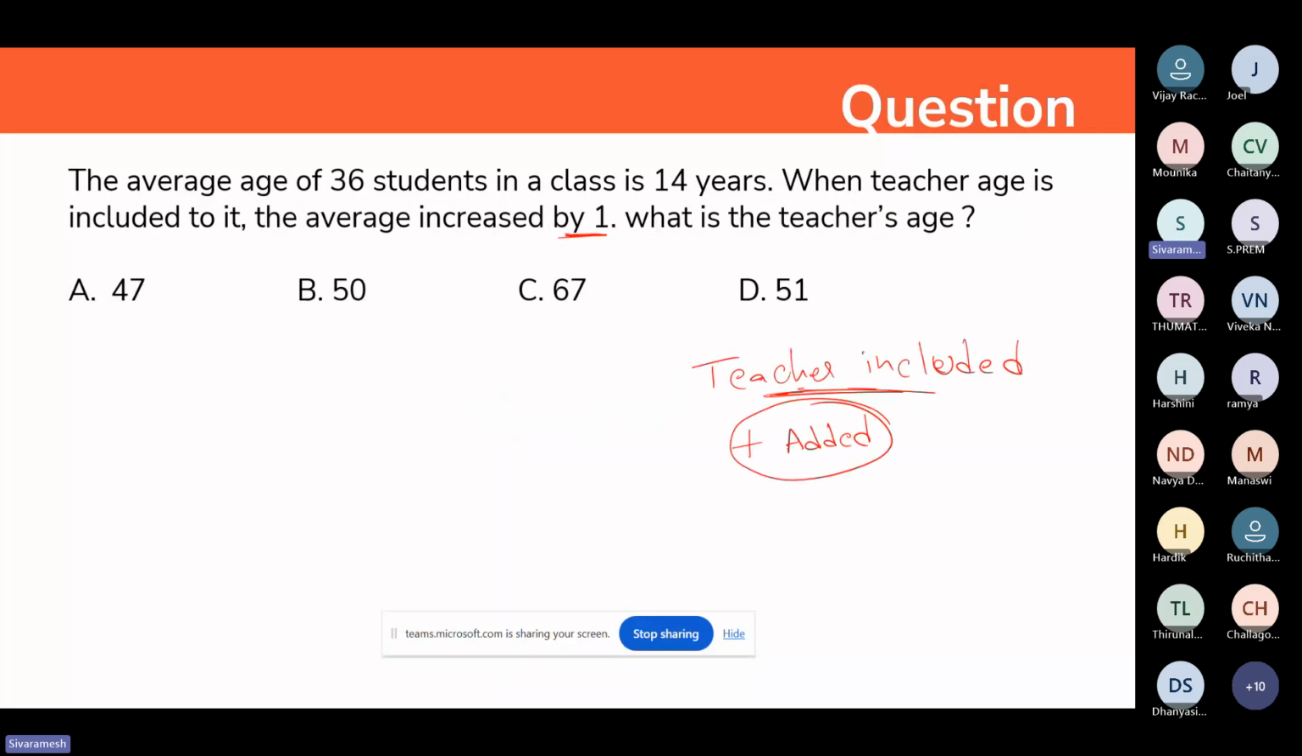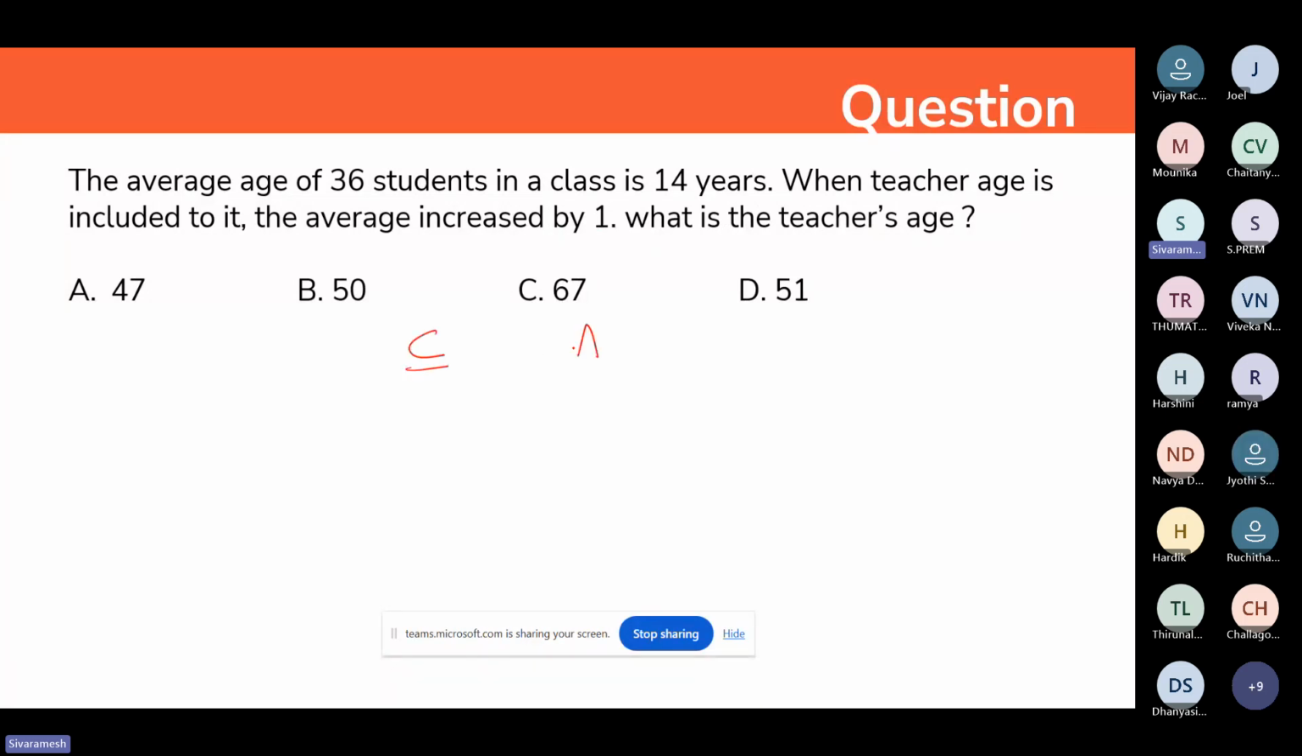One simple way to solve these types of questions is this. From now on, all the questions are almost similar, so just remember the process. Mostly they will give the count, how many people there are, and what their average is. Let's say the average age of 36 students in a class. So I can say the count is initially 36 students.